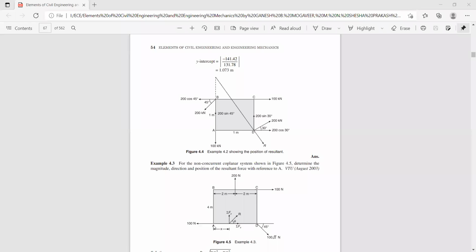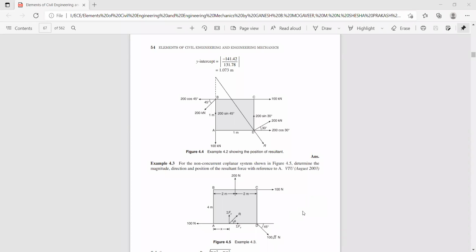So let us start from this point. Sigma Fx is minus 100, plus 100, plus 100, and this force 100 root 2 has its x component as 100 root 2 cos 45, acting in the positive direction along the x-axis. Hence sigma Fx will be minus 100 plus 100 plus 100 root 2 cos 45.